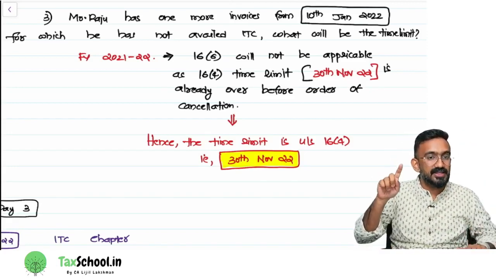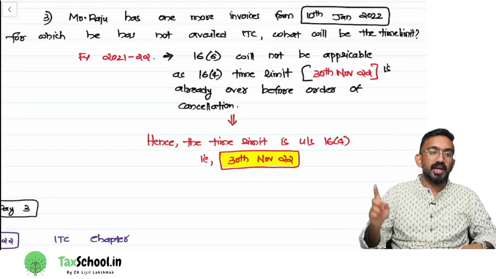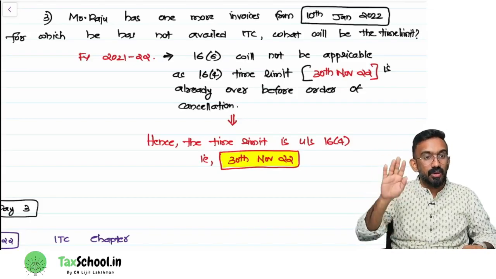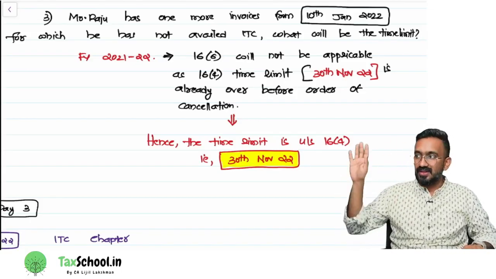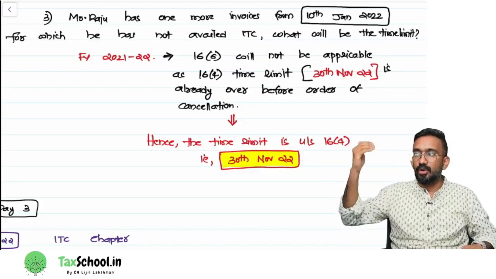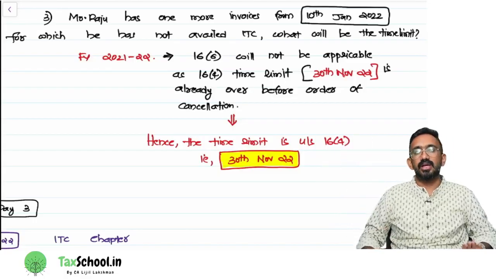Then will I apply 16.6 here? No. I will apply 16.6 when I got cancellation. At the time when I got cancellation, my normal time limit is not over. So in this case, I will not apply 16.6. I will go back to 16.4 itself. The normal time limit would come, which is 30th of November 2022. So in this case, they cannot take ITC.